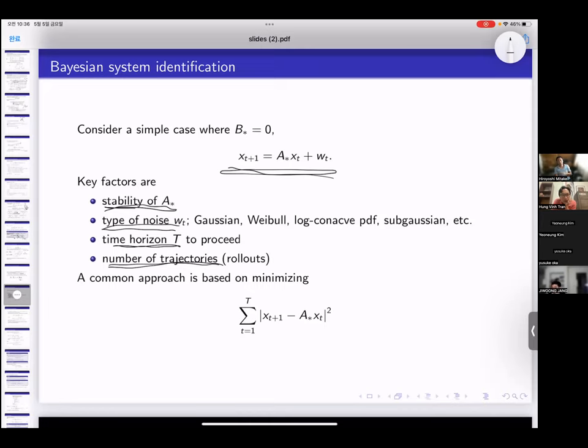The number of trajectories is often called rollouts, and it means the following. Using a sequence of control actions, we observe a trajectory, and then we can repeat the process, for example, a large n times. Then it will definitely increase the efficiency of the estimation. And one classical approach for the system identification problem comes from minimizing the difference between the next state and the expected next state without the noise. This is called least square estimation, as all of you know.